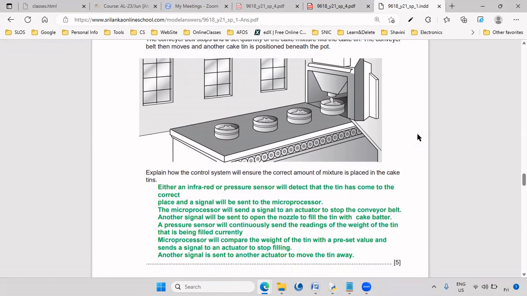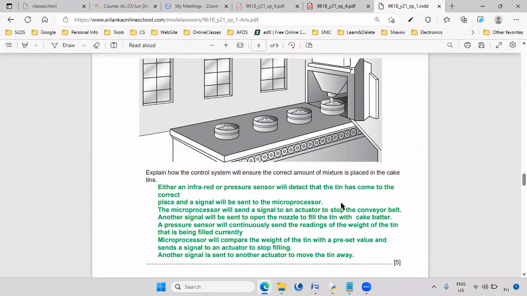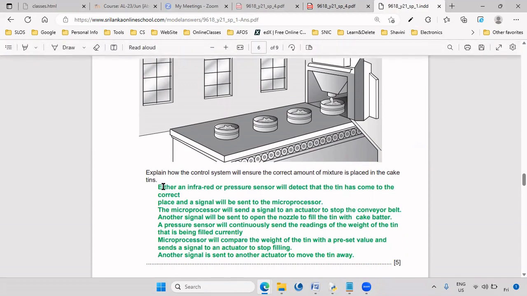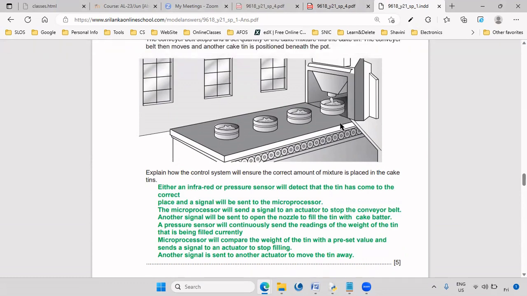cake tins. So, either infrared or pressure sensor will detect that the tin has come to the correct place. It has come to the correct place here. Either infrared beams from this side, that side, with an emitter and a sensor, then it will know when the beam is broken, you know that this has come here to the correct place. Or pressure sensor. There's a pressure sensor here. When it comes, because of the weight of it, the pressure will change.